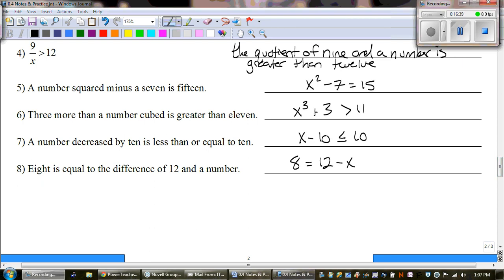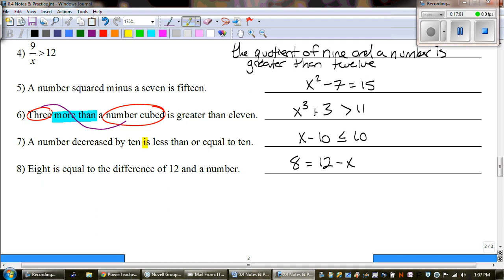Okay, and there you go for 5 through 8. x squared minus 7 equals 15. Now for number 7, we've got 3 and a number cubed. Remember that cubed means an exponent of 3, but we've got the words more than, so we have to switch the order. Okay, a number decreased by 10 is less than or equal to. Okay, make sure you're paying attention to that. And 8 is equal to the difference, which is telling us to subtract, of 12 and a number.